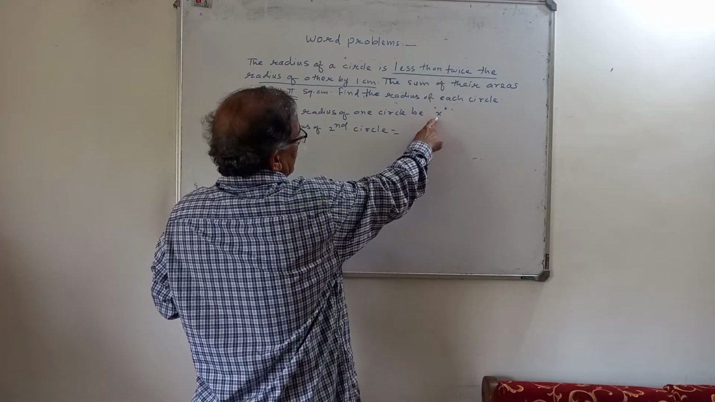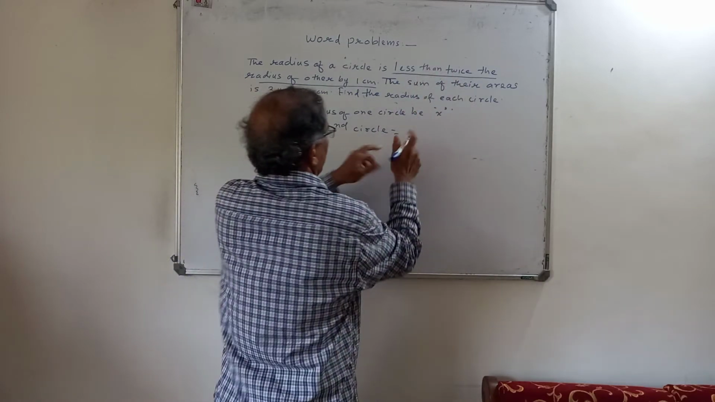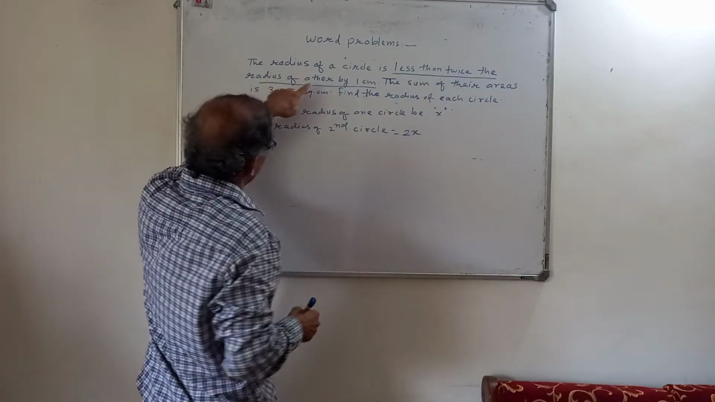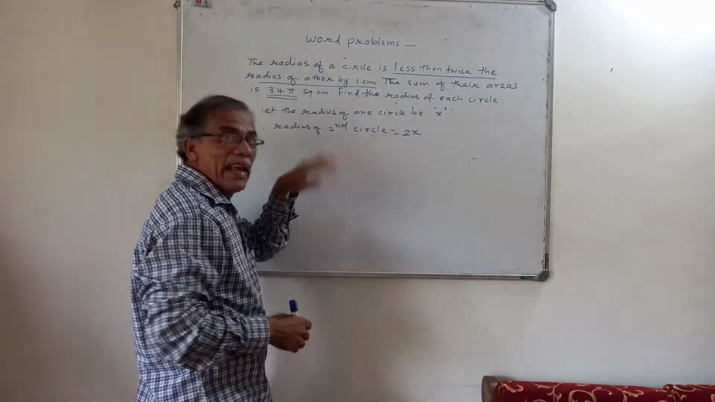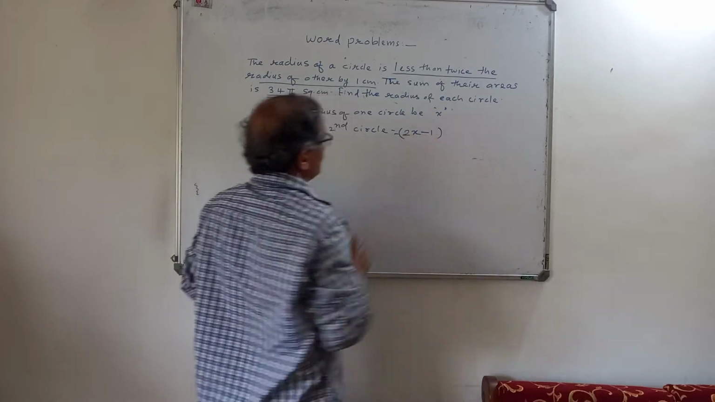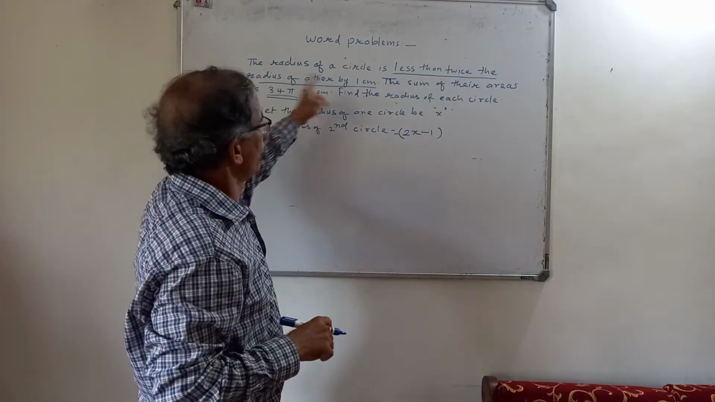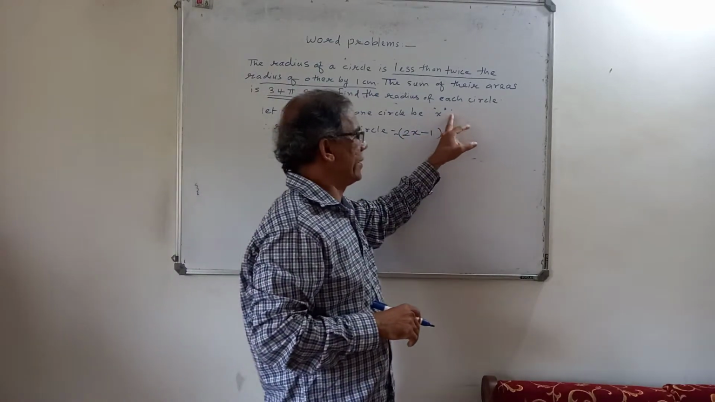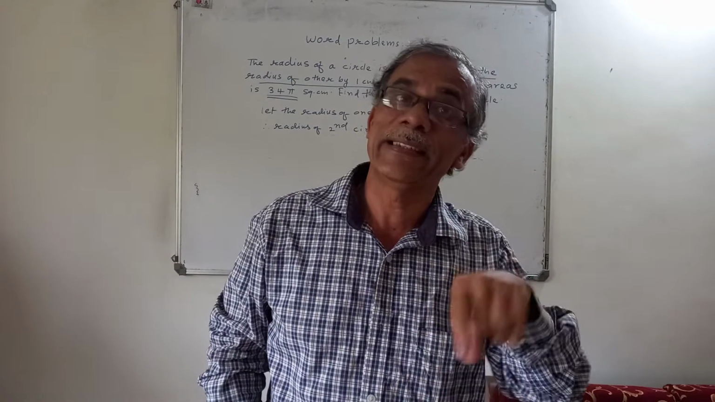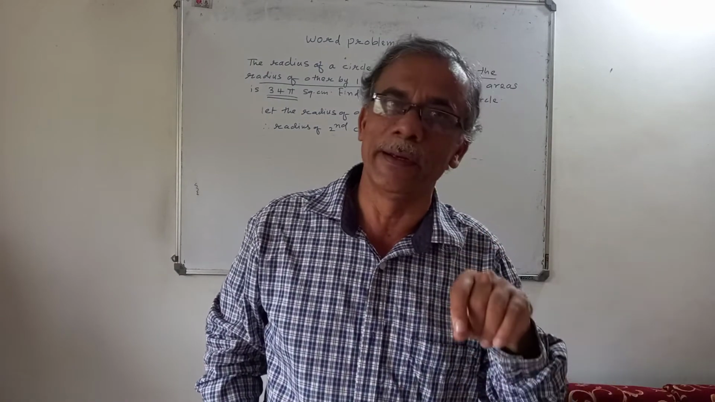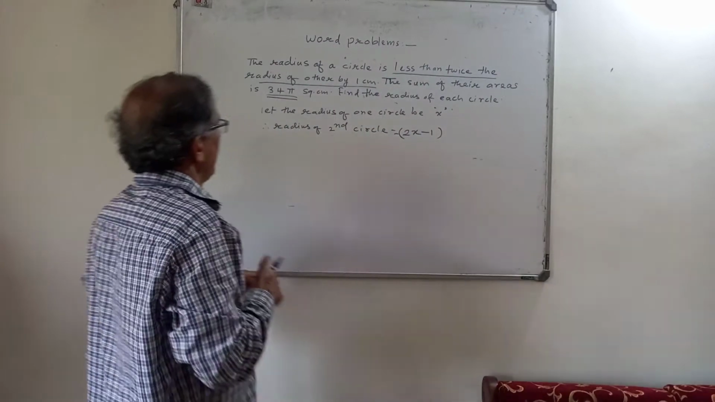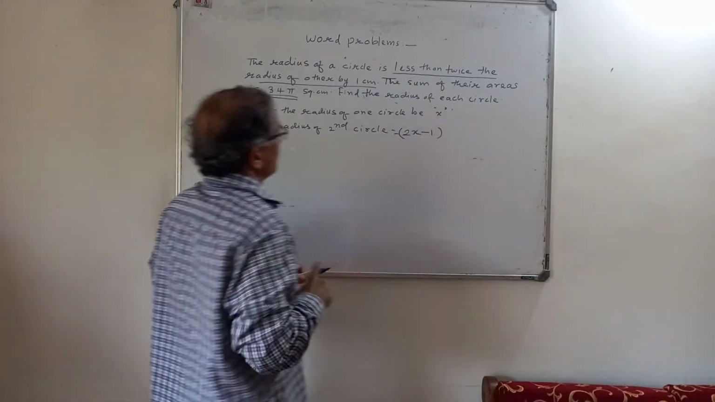So twice the radius of the other means 2x. Less than twice the radius of the other by 1. Less by 1, so it is how much now? Minus 1. So according to this statement, if the radius of one is x, the second will be 2x minus 1. Twice means 2x, by 1 means minus 1. And now we know the radii of both circles.